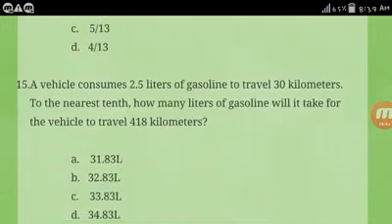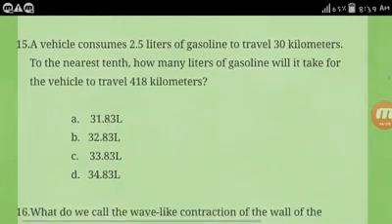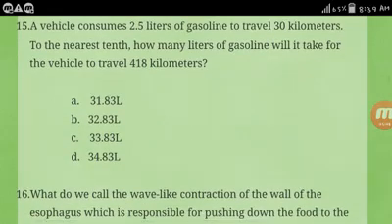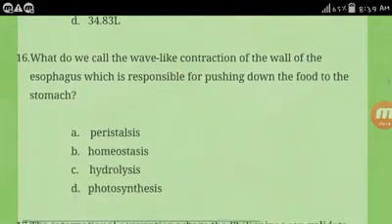Next, a vehicle consumes 2.5 liters of gasoline to travel 30 kilometers. To the nearest tenth, how many liters of gasoline will it take for the vehicle to travel 418 kilometers? So here is a ratio and proportion problem. It's 2.5 is to 30 as x is to 418. So you have to multiply 418 times 2.5 divided by 30. That will give you 34.83 liters. Letter D. Okay, next one.